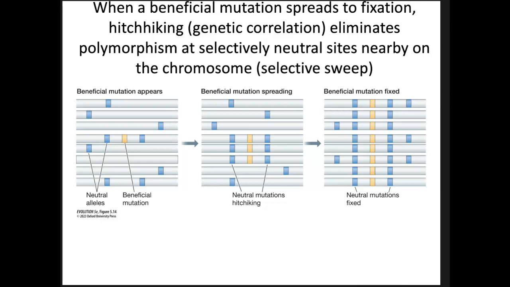And the effect of this is that once the beneficial mutation becomes fixed, we start to see a lack of genetic diversity. And that whole process is called selective sweep.